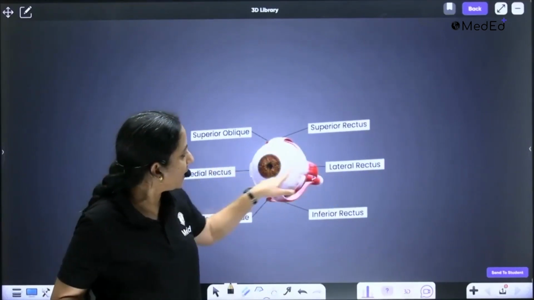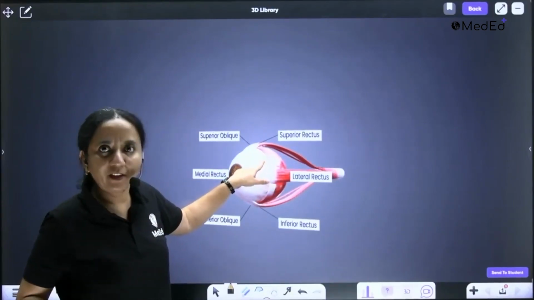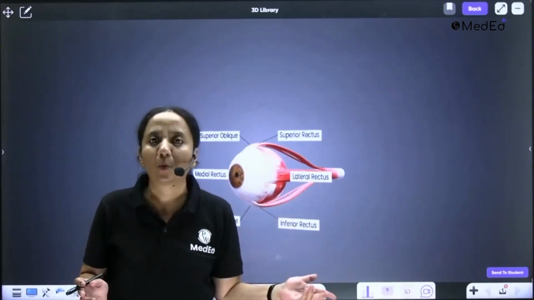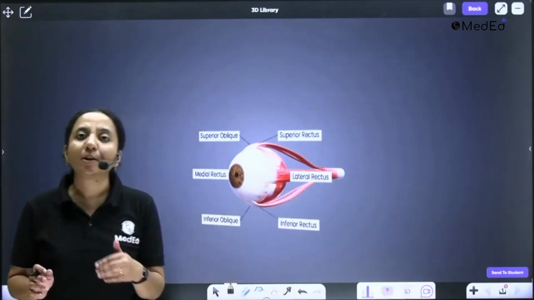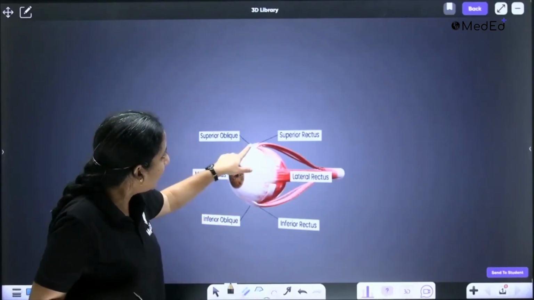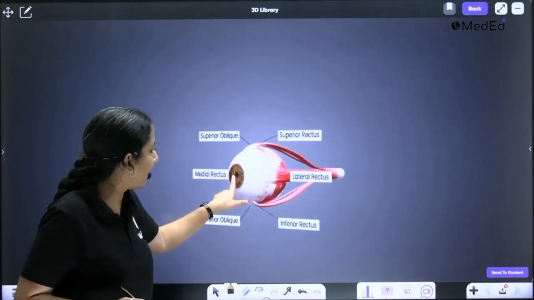So this one you can see is the lateral rectus. So where is it inserted? It is inserted above the lateral rectus. So that is on the upper lateral quadrant. It is inserted into the upper lateral quadrant here. So this is your lateral rectus muscle. See, ultimately it is passing beneath here and it is getting inserted here at this point.